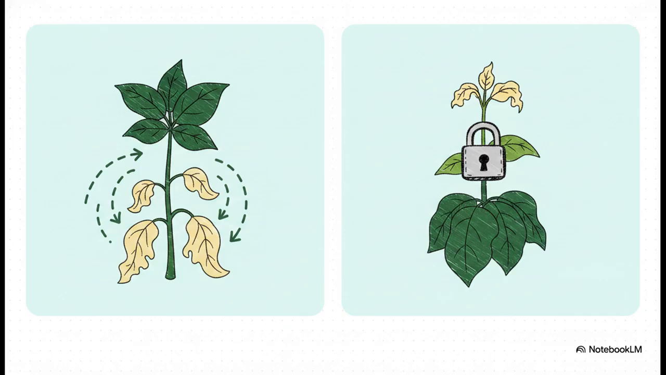On the flip side, you have immobile nutrients like calcium and iron. Once these get built into plant tissue, they are locked in place. They cannot move. So if the soil runs out of calcium, the older leaves stay nice and green, but the new growth comes out all yellow and distorted.